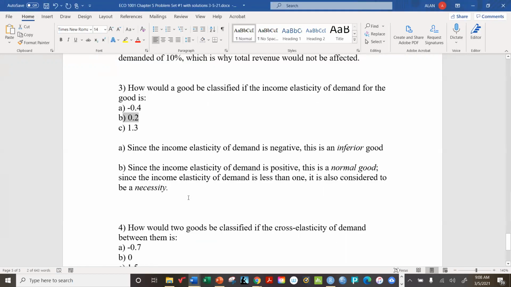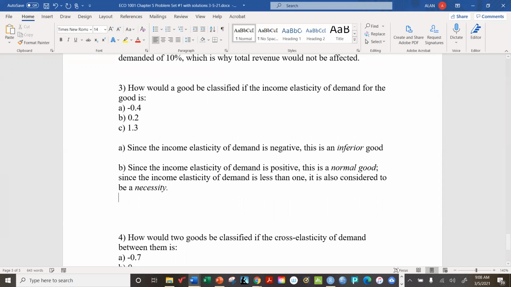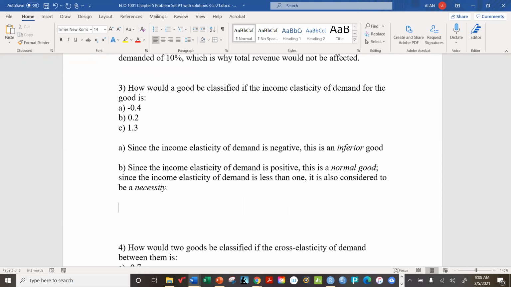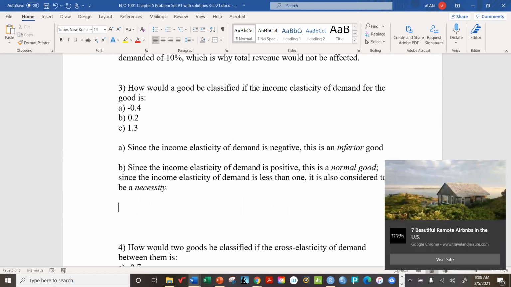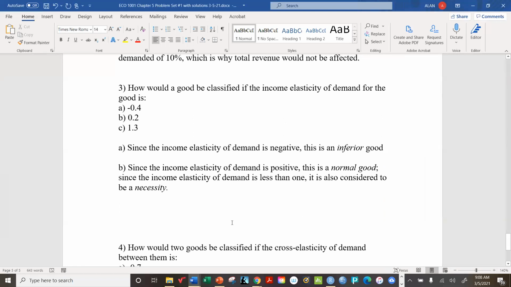In other words, it's the kind of thing you buy all the time. You're not going to be too sensitive to changes in the price. Let's say this is coffee. Okay, you buy a certain amount of coffee every week. And if the price goes up a little, you're not really going to pay that much attention to it. So we think of that as a necessity because we consume it on a regular basis.